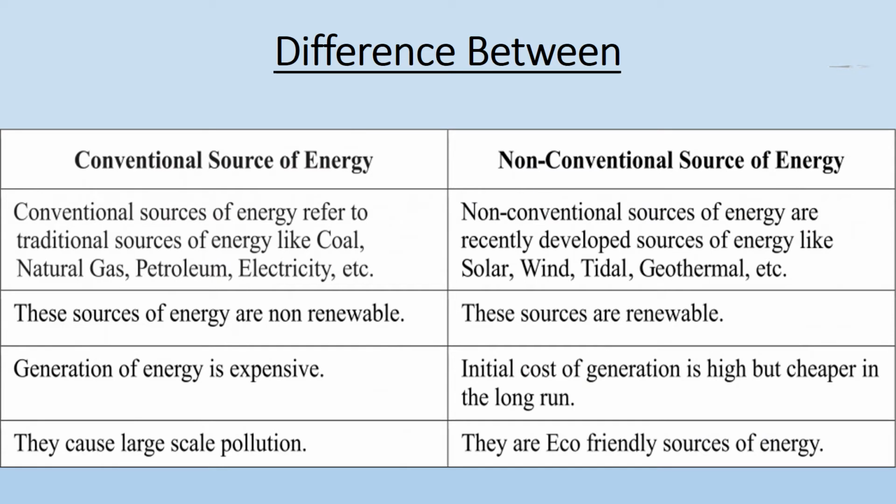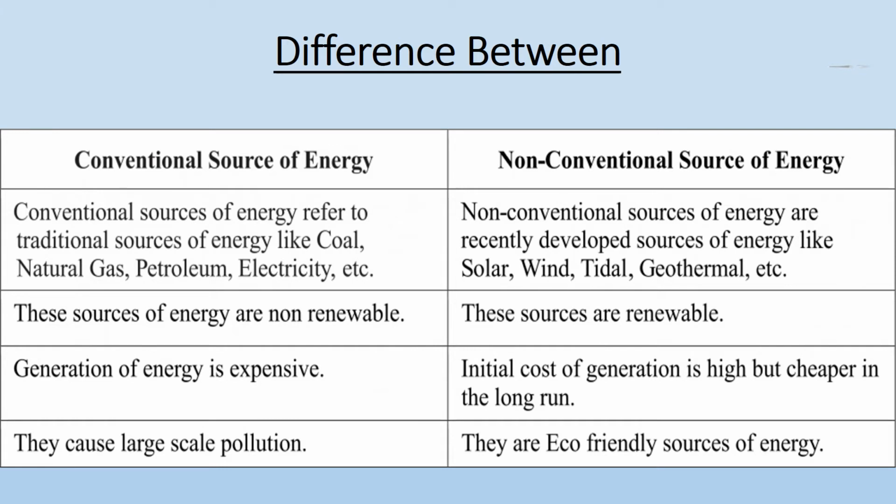Next comes the difference between conventional sources of energy and non-conventional sources of energy. Conventional sources of energy refer to traditional sources of energy like coal, natural gas, petroleum, electricity, etc. Non-conventional sources of energy are recently developed sources of energy like solar, wind, tidal, geothermal, etc. Conventional sources are non-renewable, and non-conventional sources are renewable.